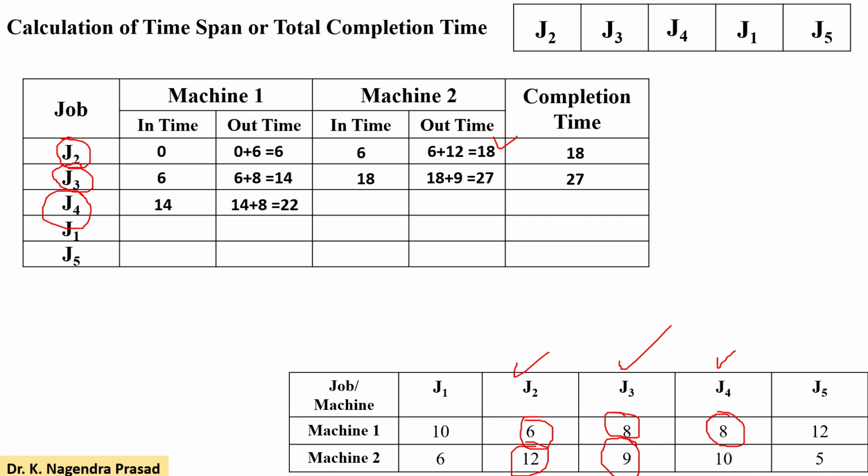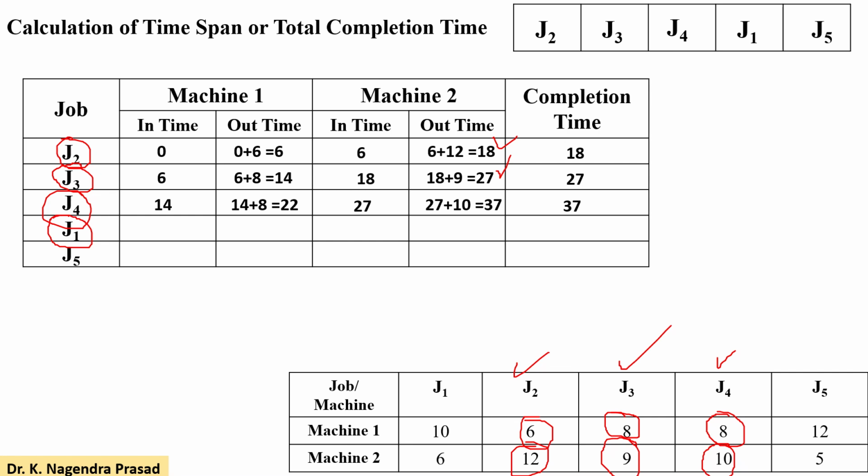Next, after 22 hours, job J4 has to be moved to machine 2. But up to 27 hours, machine 2 is engaged with the previous job, that is job J3. So after 27 hours only, it will receive job J4. So in time of job J4 on machine 2 is 27, and the processing time is 10 hours. Then out time will become 27 plus 10, which is equal to 37. So total completion time of job J4 is 37. So next we have to go for the next job, that is job J1.